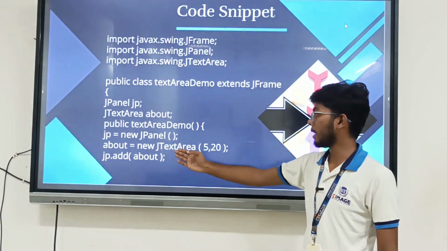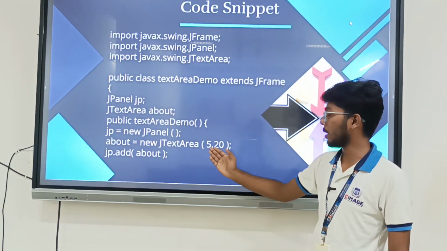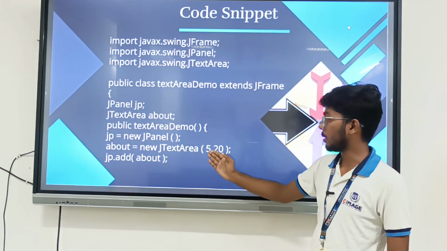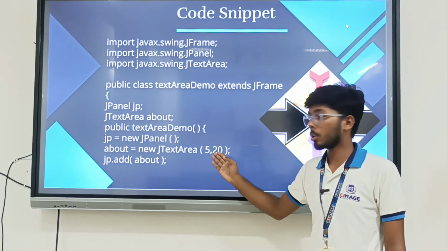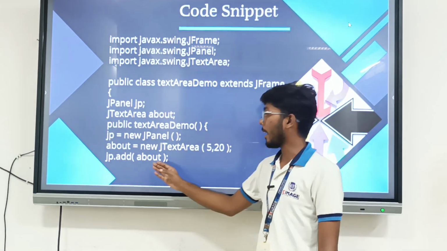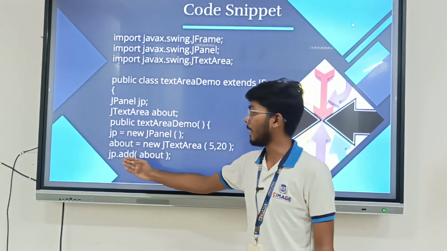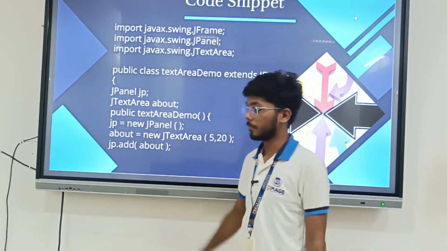And we can see here that I have used the third constructor, in which I have passed integer values. So here I have passed 5, 20. It means that the number of rows will be 5 and the number of columns will be 20. And I have added our JTextArea component to the panel. After that we have to add this panel into our frame.